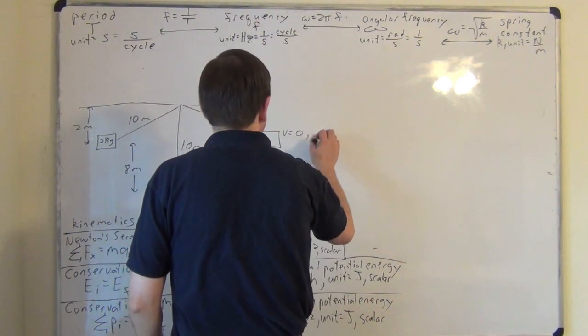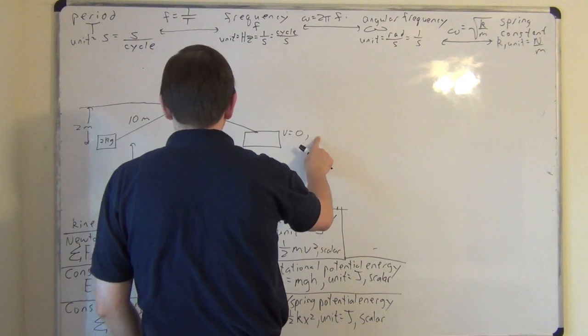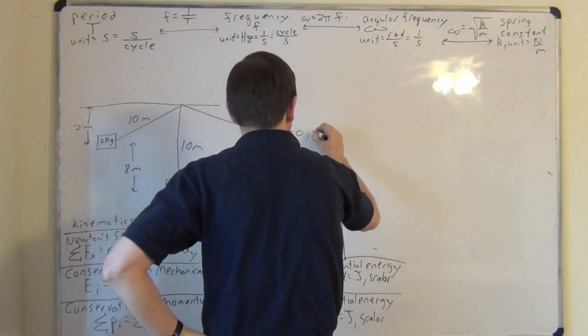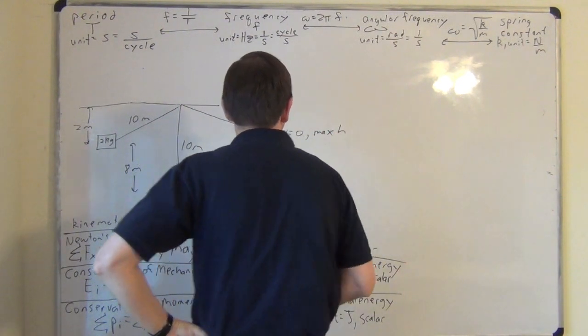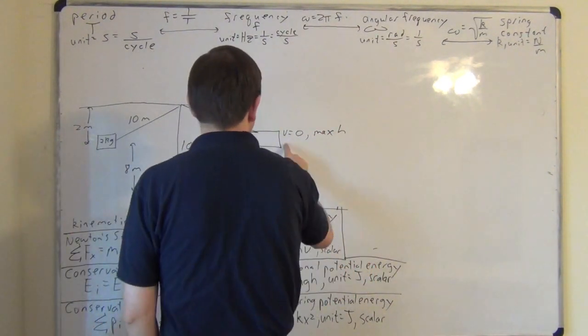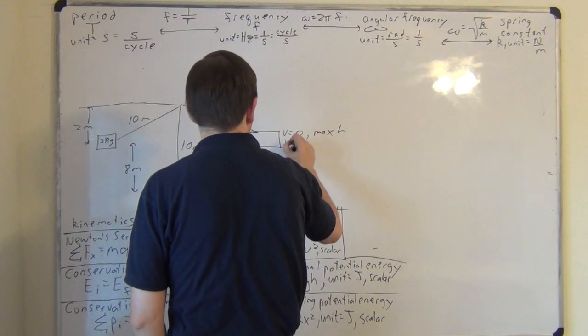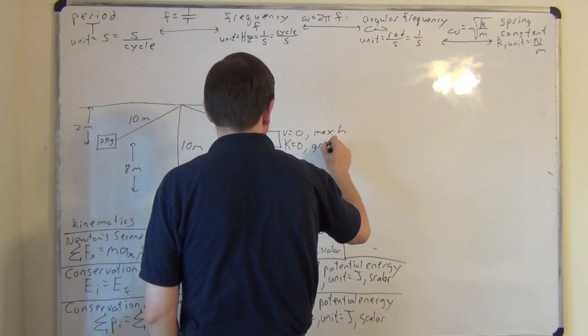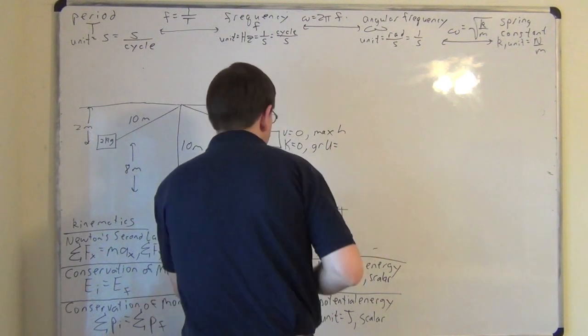Good. And what can you say about the h at this point? Is at its max? Yeah. So I meant these to be the maximums over here. So this would be the maximum h. Good. So what can we say about the kinetic energy here? It is at 0, because v is 0. And what can we say about the gravitational energy? It's at its max. It's all there.